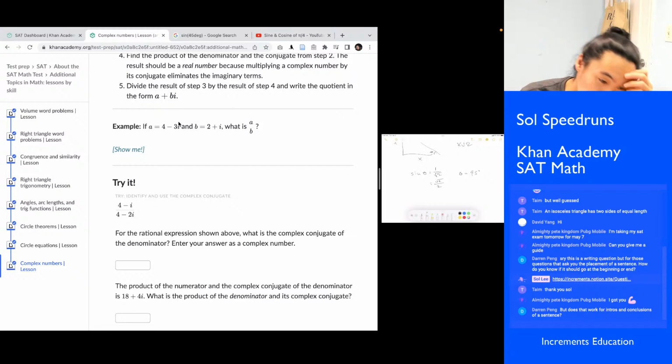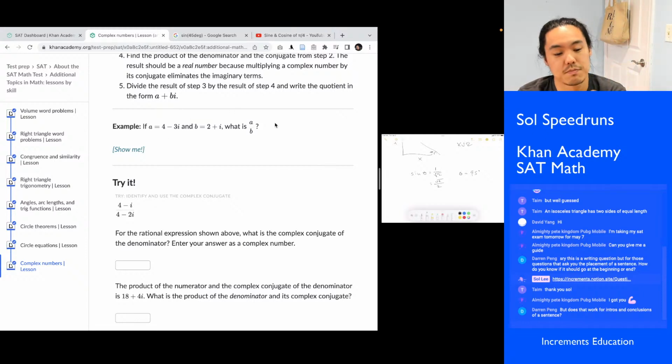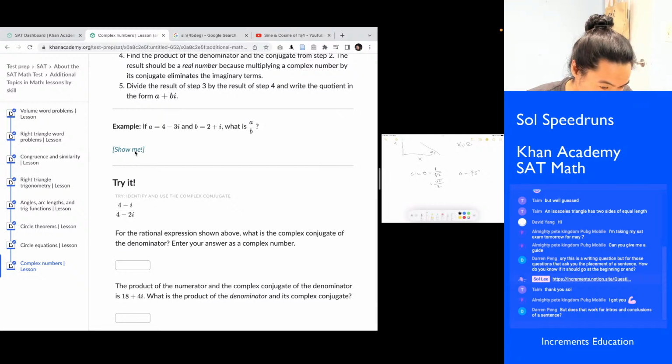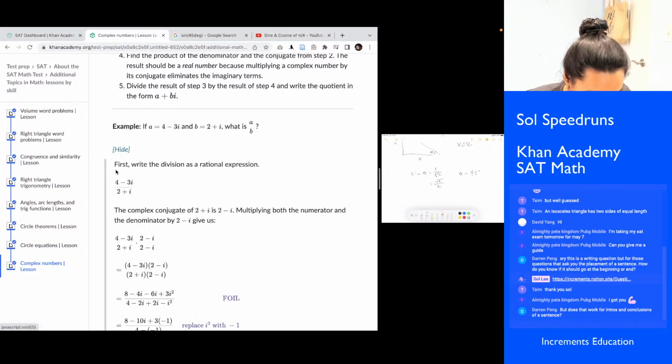So 4 minus 3i divided by 2 plus i. So then I would do that. Normally what I would do is 4 divided by 2 plus i minus 3i divided by 2 plus i. That's how I would normally do it. But I feel like that's not the actual answer.